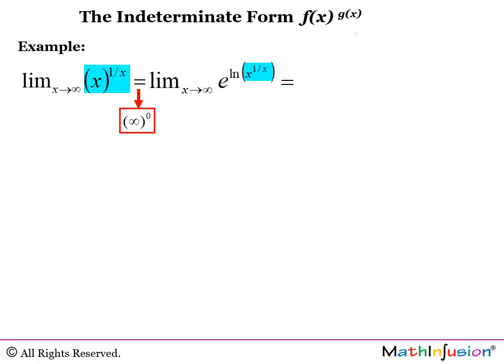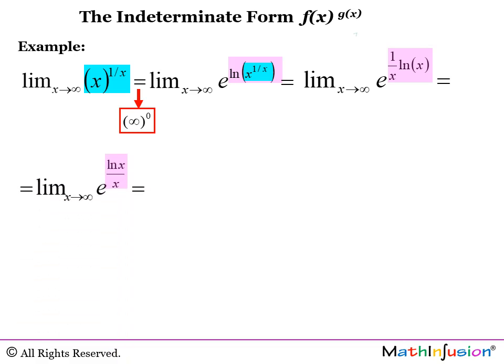First, I'm rewriting x to the power of 1 over x as e to the power of ln of x to the power of 1 over x. Now I'm simplifying this using the rule of logarithm, and I get the limit of e to the power of 1 over x times ln of x when x approaches infinity. But I can write this much better like this. Now I'm switching the e and the limit.